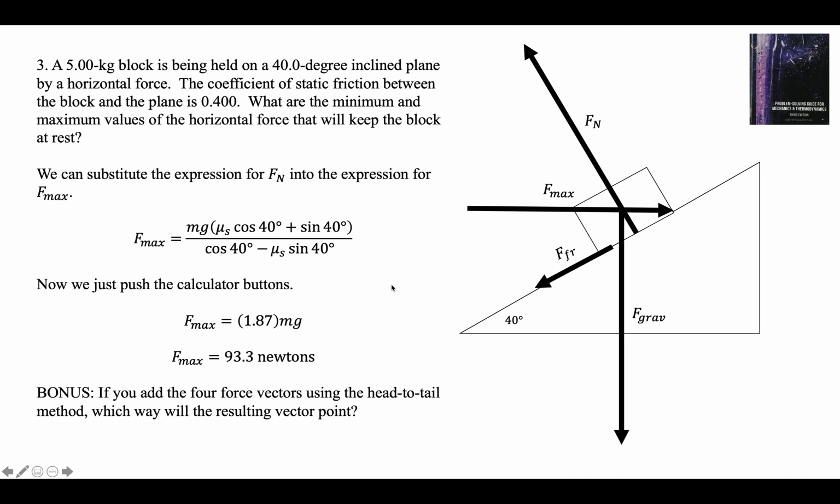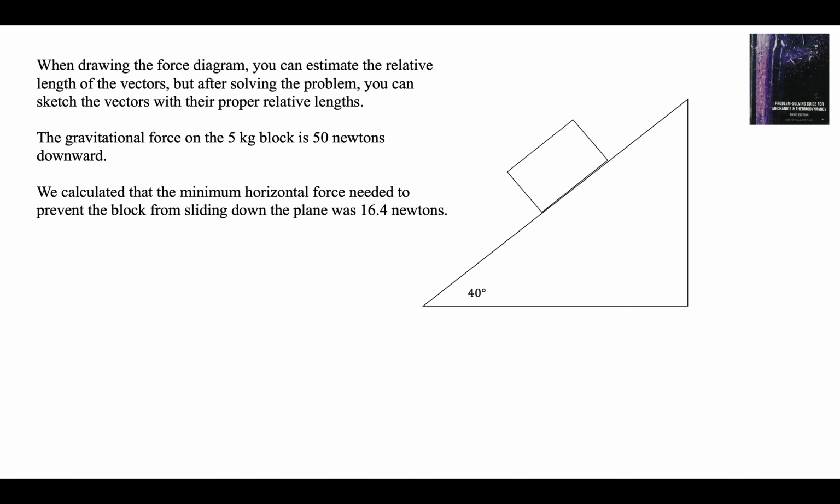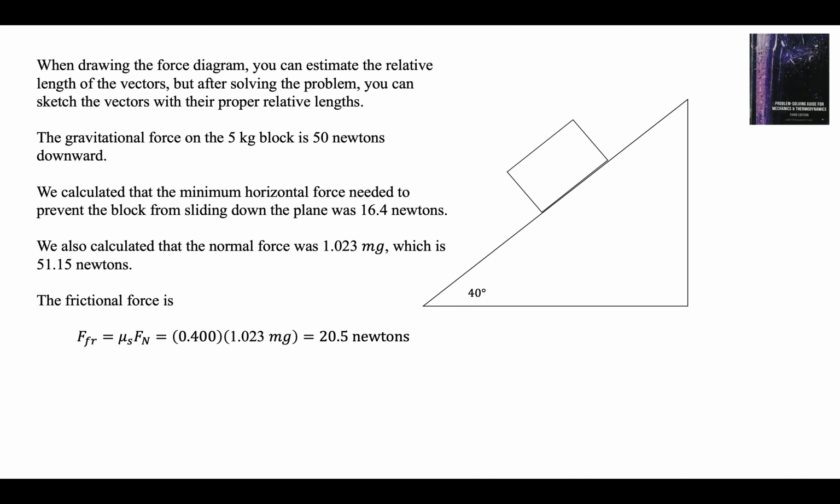So if we add these four vectors head to tail, which way will the resulting vector point? Let's do it. When we just sketch the force diagram, we don't know the relative lengths of the vector, but now we do, because we solved the problem. The gravitational force is 50 newtons. The horizontal force needed to prevent the block from sliding down the plane is 16.4 newtons. The normal force was 1.023 mg, which is 51 newtons. The frictional force is mu static Fn, which is 20.5 newtons.